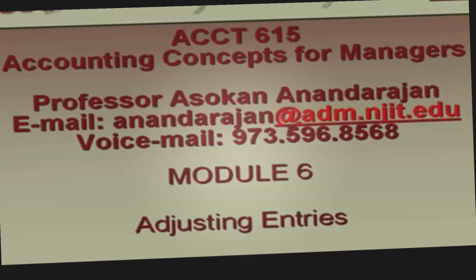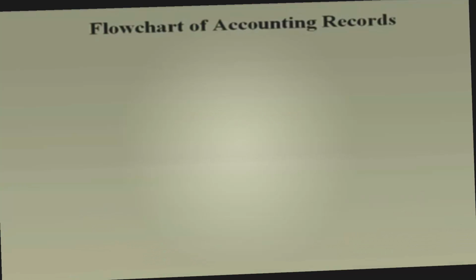In a simple way, adjusting entries are those entries that correct for, quote, boo-boos. You make these entries in the T accounts and then you redo the trial balance. The new trial balance is called adjusted trial balance.